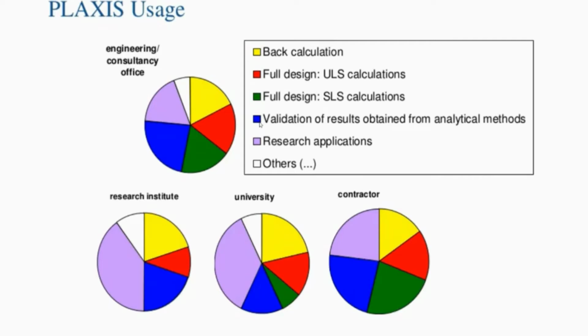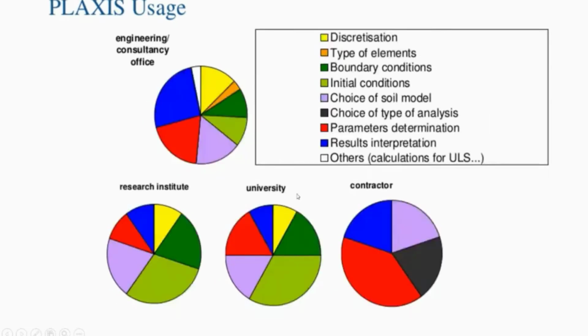Software is more validated and more reliable than the analytical methods, because it can solve more complex problems also. So it can be used in research applications. Everywhere this Plaxis software is used. Then there are discretization, type of element, boundary conditions, initial conditions, choice of soil model, choice of the type of analysis, parameters determination, result interpretation, and different calculations it can do.